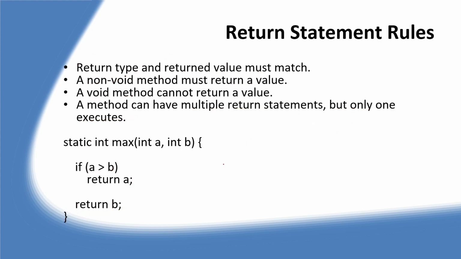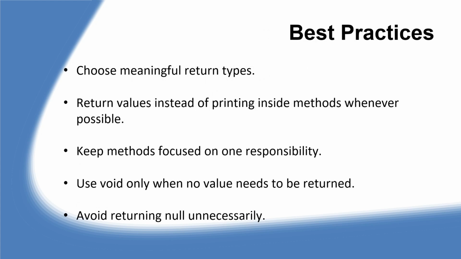So what are the best practices? Well-designed methods return useful values that other parts of the program can use. So how do we get useful values? The first point is choose meaningful return types. Meaningful means based on our requirement and our usage, we have to see and choose the appropriate return type.